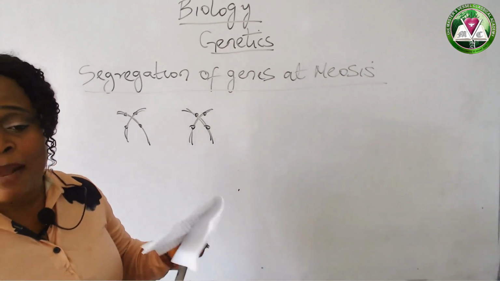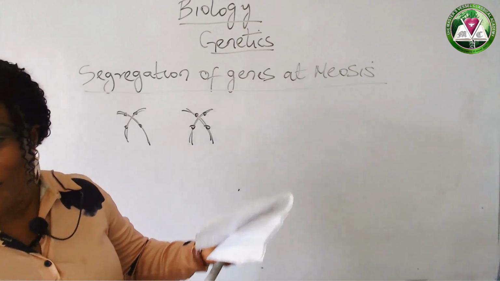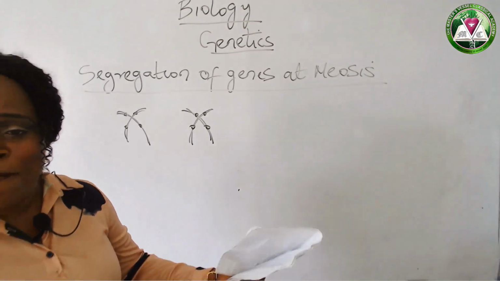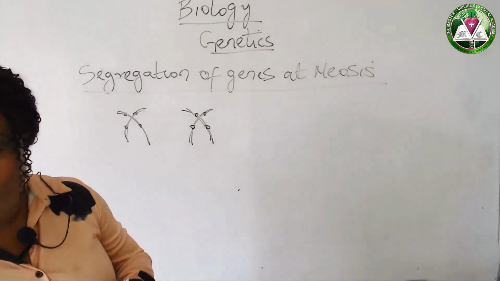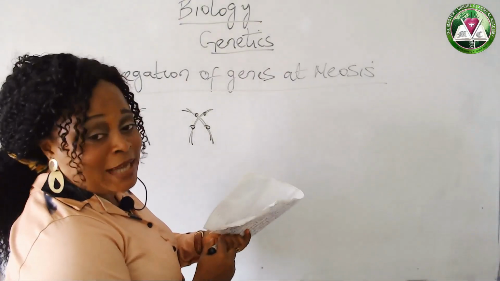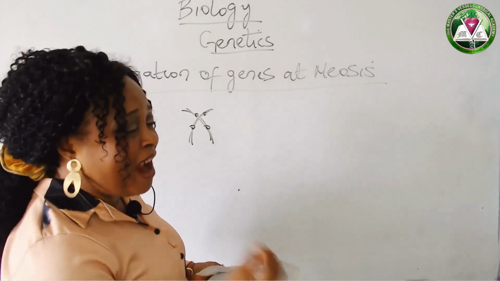If you're talking about eye color, you might have brown and black. If you're talking about hair color in humans, we have brown and black. So when we are discussing alleles, we are now discussing the genes that carry these specific characteristics.